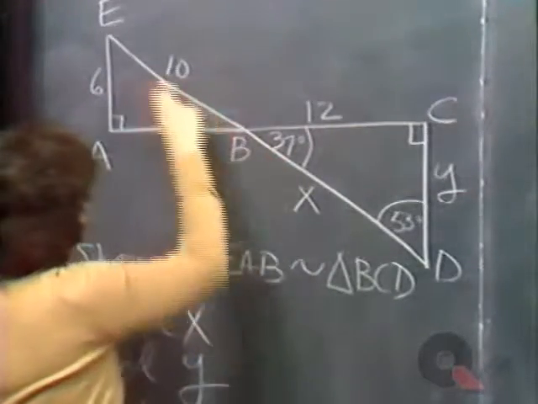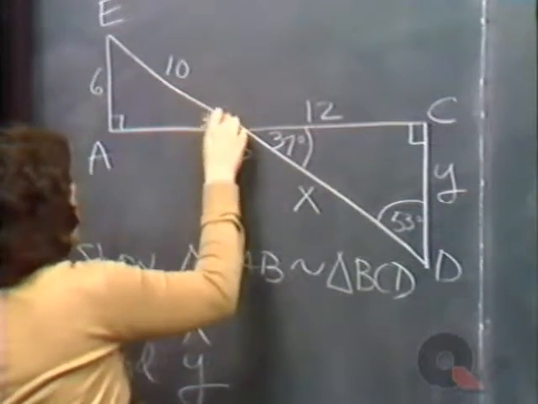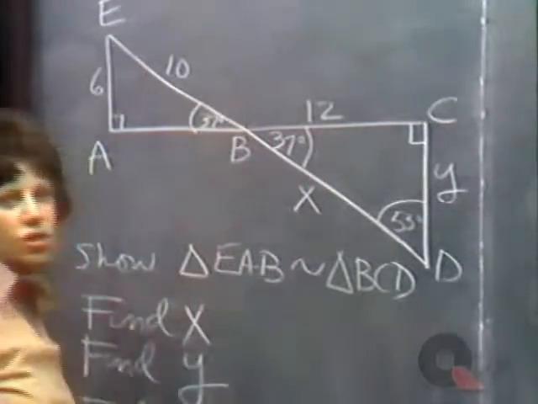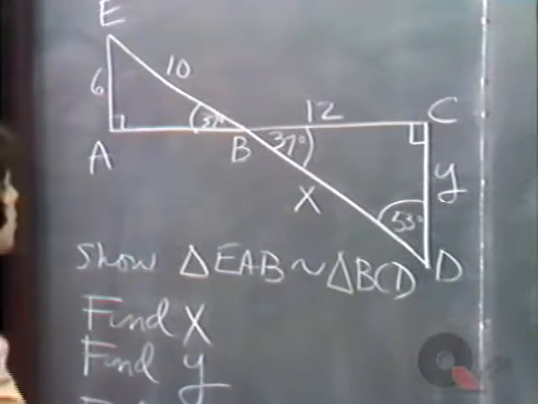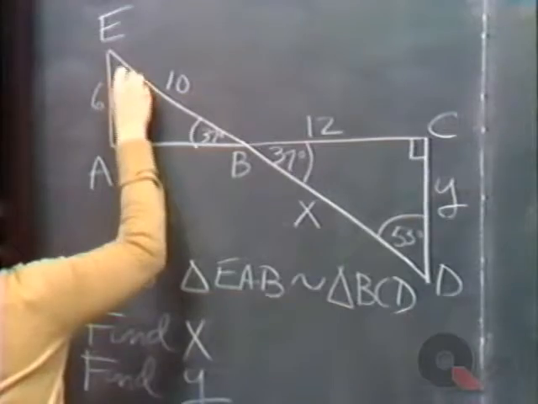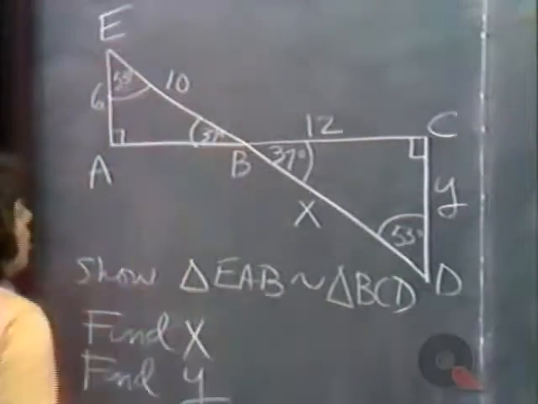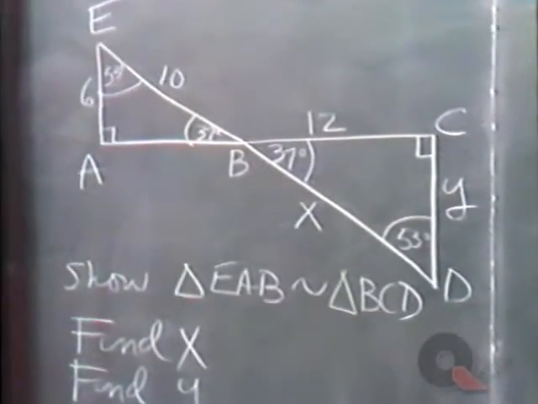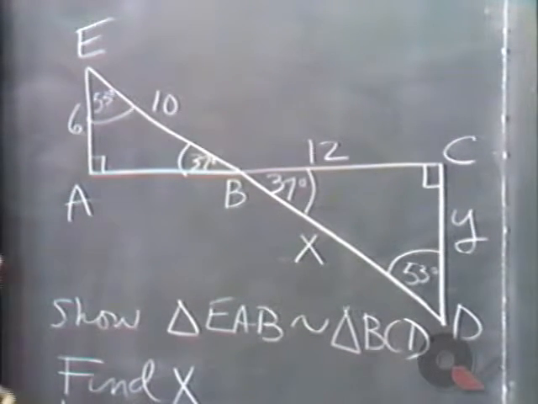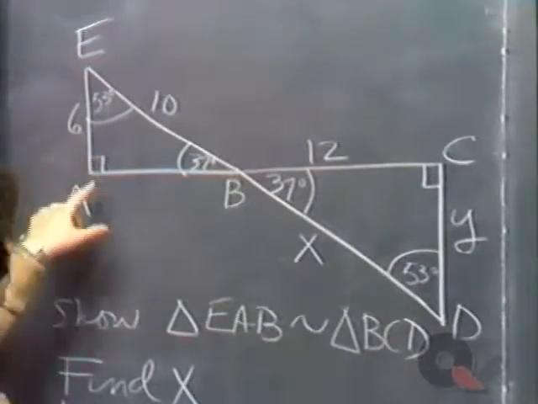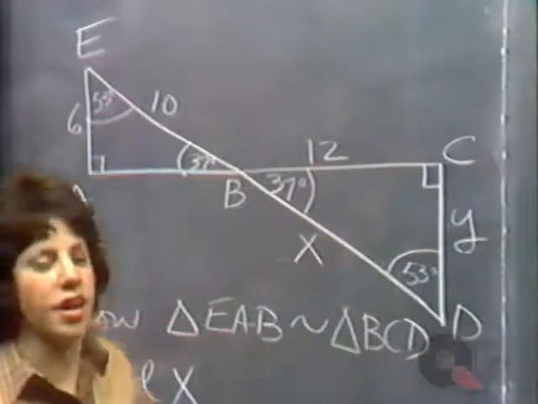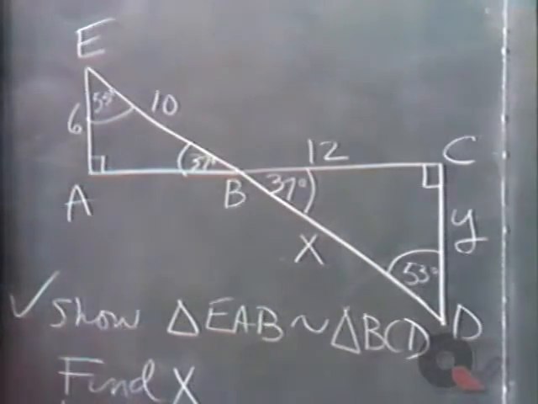If this is 37, I know that this is 37 as well, since we have here straight lines intersecting, the vertical angles are going to be equal. If this is 37, this is 90, that means this must be 53, since the angles in this smaller triangle here also have to add up to 180 degrees. So it's easy to show that these two triangles are similar because the angles in EAB are 37 degrees, 53 degrees, and 90 degrees, and so are the angles in triangle BCD. So the first part is completed.